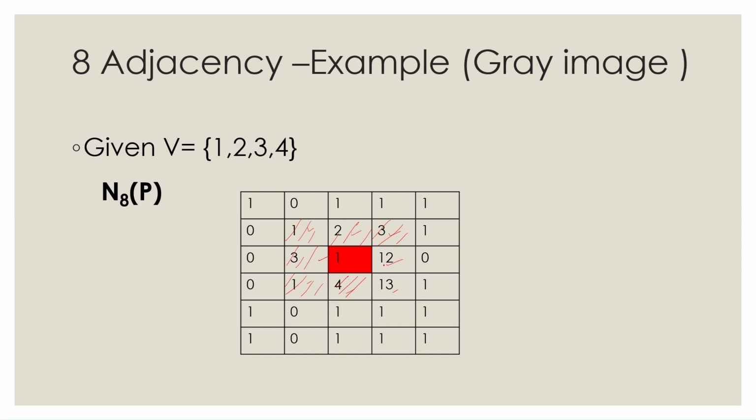Now let us take 12 and 13. This 12 and 13 cannot be considered for adjacency because 12 and 13 are not present in the set V. So we cannot take this for the adjacency. So we can take only 1, 2, 3, 3, 1 and 4. This 12 and 13 cannot be considered for adjacencies.